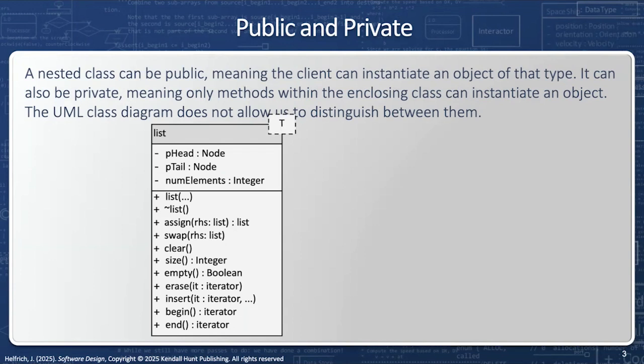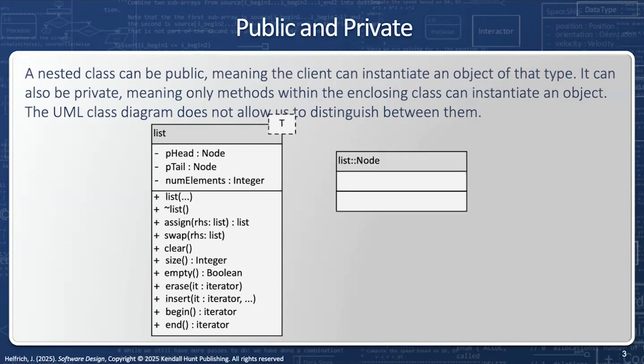For an example, imagine the list class in C++'s standard template library. Notice I have two attributes, pHead and pTail. Both of these are type node. So I'm going to have a node class, and it's going to be nested within list. And of course, I can have many different nodes within my list. So it's going to be related by composition where the numerosity is many.